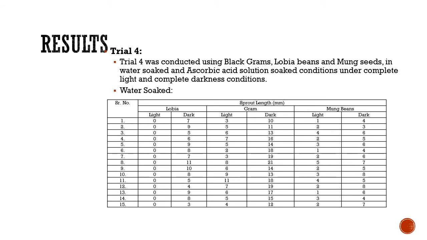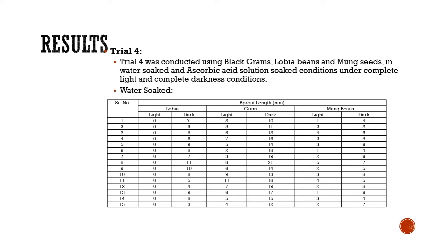This particular video is about trial 4. For the previous 3 trials, we have already uploaded the videos with results. This particular trial included 3 different types of seeds, which were lobia, grams, and mung beans. Plus, there were 2 different soaking solutions used, which were water and ascorbic acid. These particular results are for water.